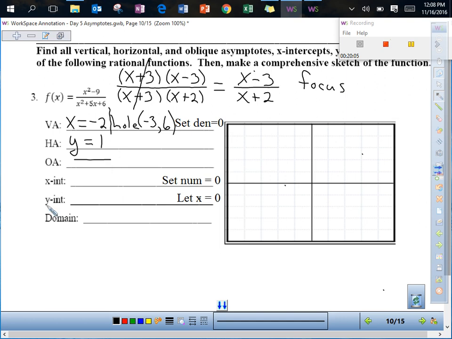To get the x-intercept, set your numerator equal to 0, but only look at this piece right here. Set that numerator equal to 0, and you're going to get 3. So my x-intercept is going to occur at 3, and we want that listed as an ordered pair. For your y-intercept, let x be 0. Come back over here. Look at your x's. Throw them away. I'm left with negative 3 divided by 2, which is negative 1.5.